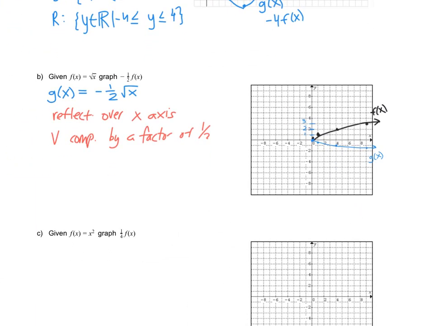Okay, let's state that domain and range. X is an element of all real numbers, but x has to be greater than or equal to 0. So that's the same as the base function. But for your range, because we reflected, now y has to be less than or equal to 0 because everything is below that x-axis.